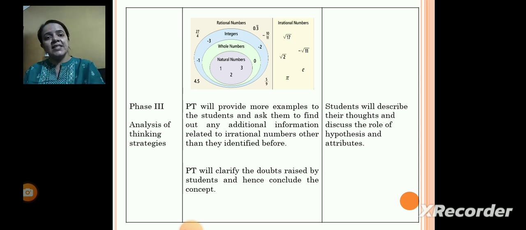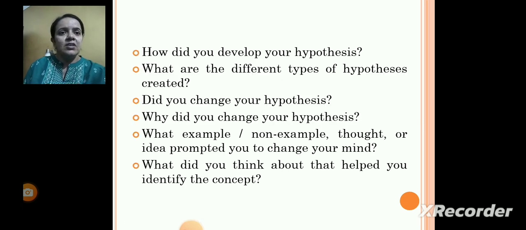And the last phase is analysis of the thinking strategies. In this, the PT will provide more examples to the students and ask them to find out any additional information related to irrational numbers other than what they have identified before. So students will describe their thoughts and discuss the role of hypotheses and attributes. The PT will also clarify the doubts raised by the students and hence conclude the topic. So this way students will be writing the lesson plan based on the model of teaching, that is the concept attainment model. So students sometimes ask me, oh ma'am, how will phase 3 be conducted in the classroom?